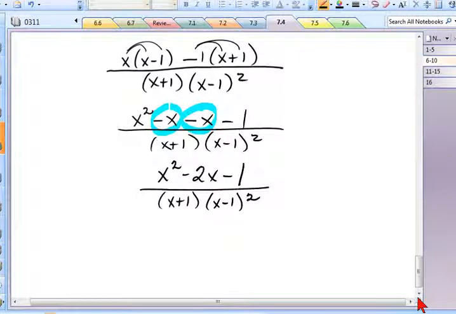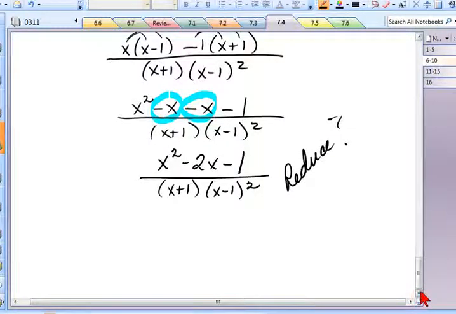So it might take you a couple of steps to simplify the numerator. I use the distributive property twice, then I combine my like terms, and I'm down to that final question. Can I reduce? Okay. Can I factor this numerator? Yeah. Now, it looks like you can. You'd be very tempted to.